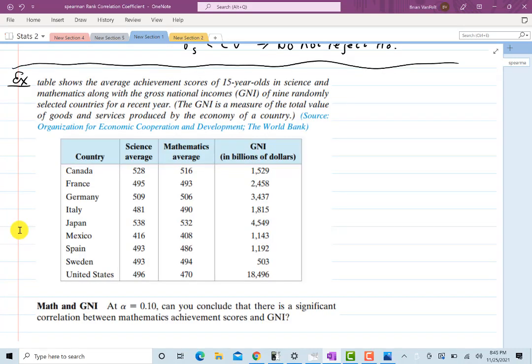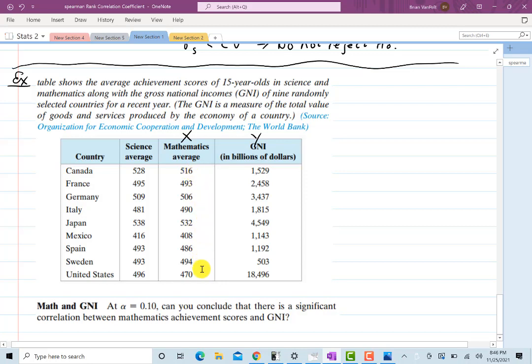All right, in this example here, we have some achievement scores for science and math, along with the gross national incomes of 9 randomly selected countries for a recent year. So here they are. What I want to do is look, is there some sort of a correlation between the mathematics average and the gross national income? Is there some connection between the two of them? So I am going to let X be the mathematics average and Y be the GNI. So in my X list, let me go ahead and put my rankings.